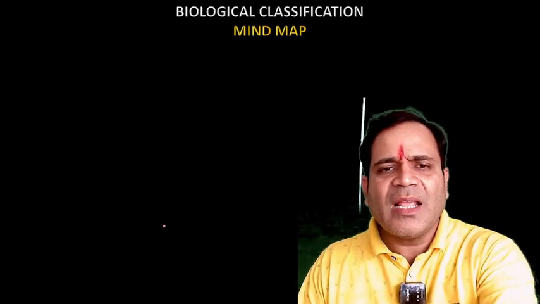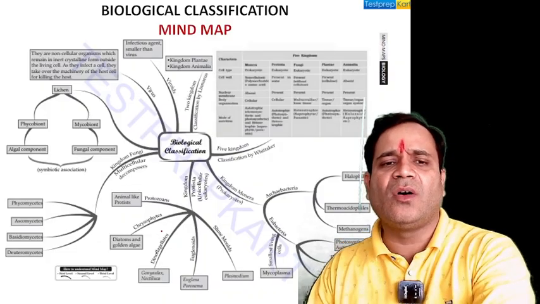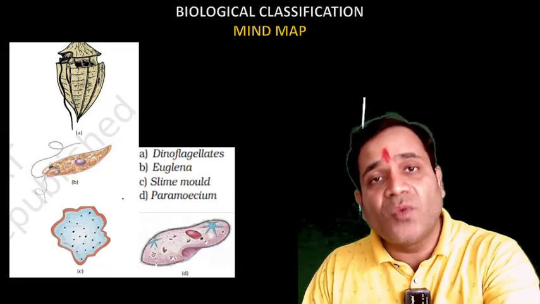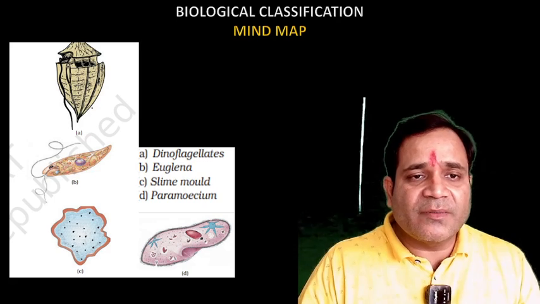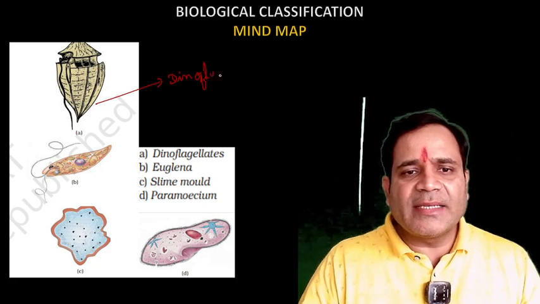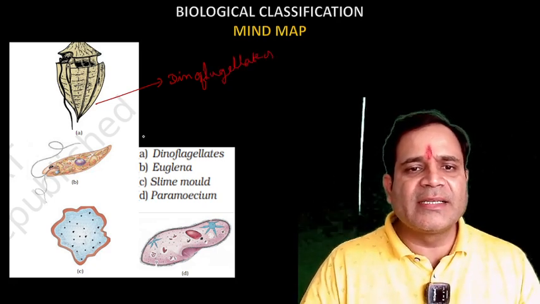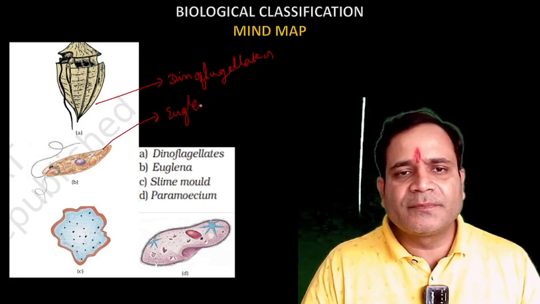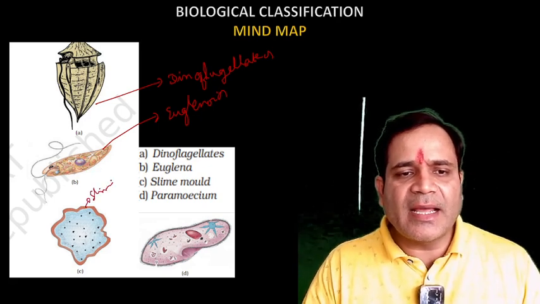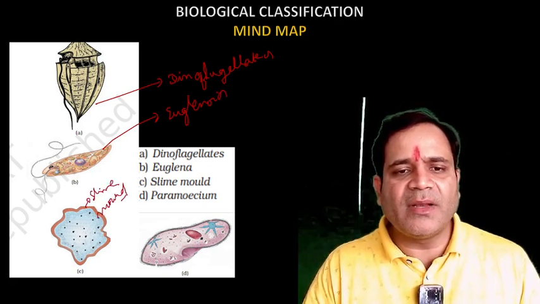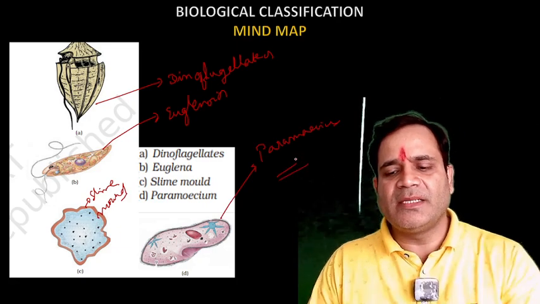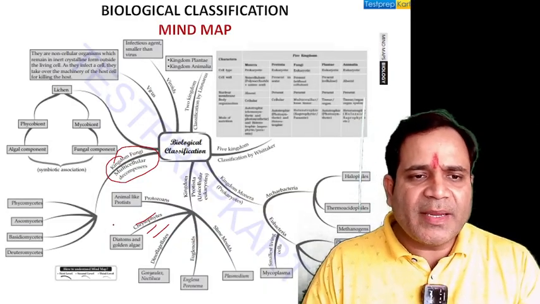So after knowing all these things, my dear, now it is time to know about the kingdom Fungi, that is multicellular. Before we go there, just see this word, dinoflagellates. This one is the dinoflagellates. This one is euglenoids. This one is slime mold here, my dear. This diagram is given in NCERT, and this one is Paramecium. Correct? So these all things are to be clear.